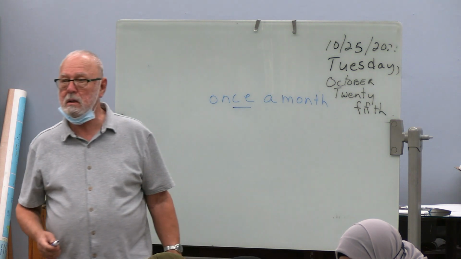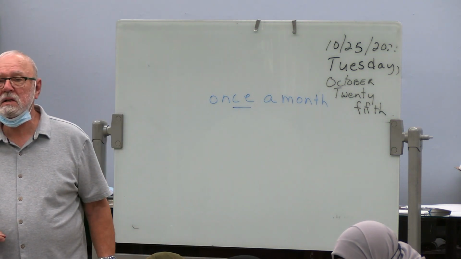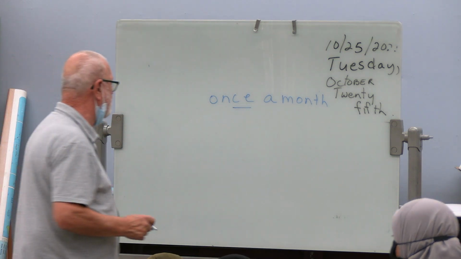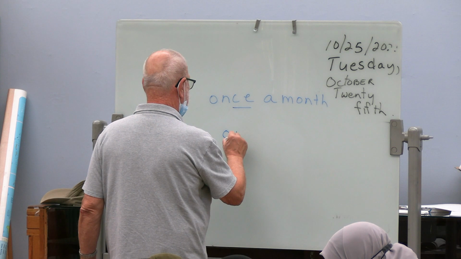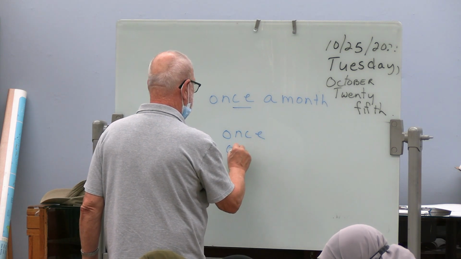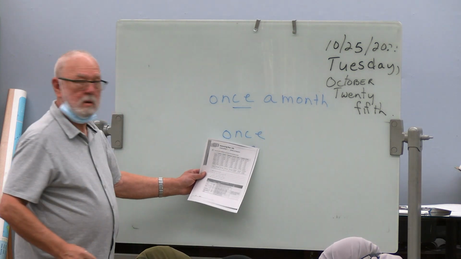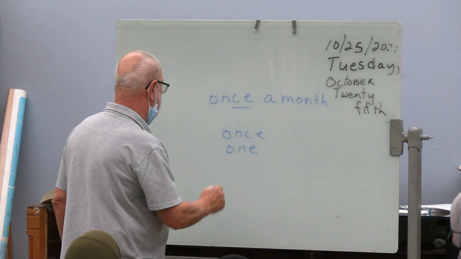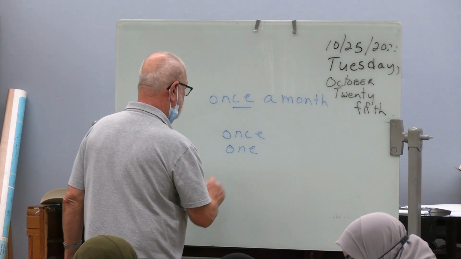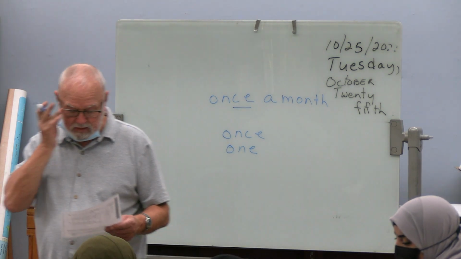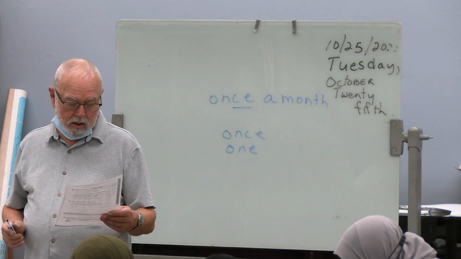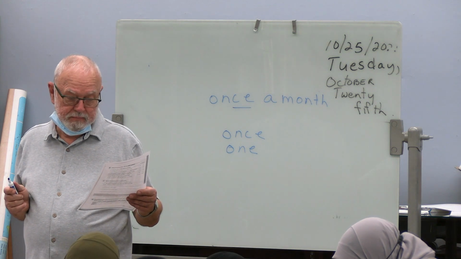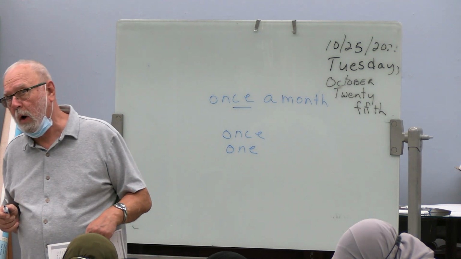Remember C followed by E makes the S sound. Once. It's a very common English word. So what's the answer? Visit his family. Visit family once a month.